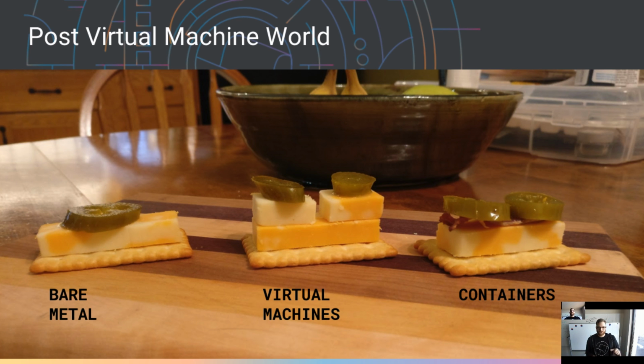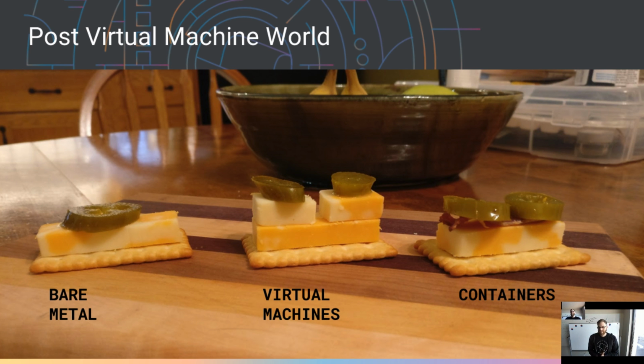Then we got virtual machines. With virtual machines, we take our operating system and put operating systems on top of it in virtual machines, and then run the applications inside those. If you can see, the cheese on the left here is actually a different kind of cheese. So you could run different operating systems within your virtual machines.